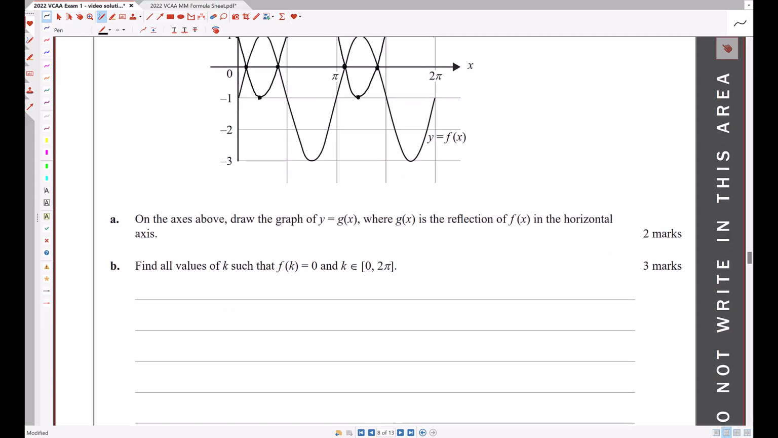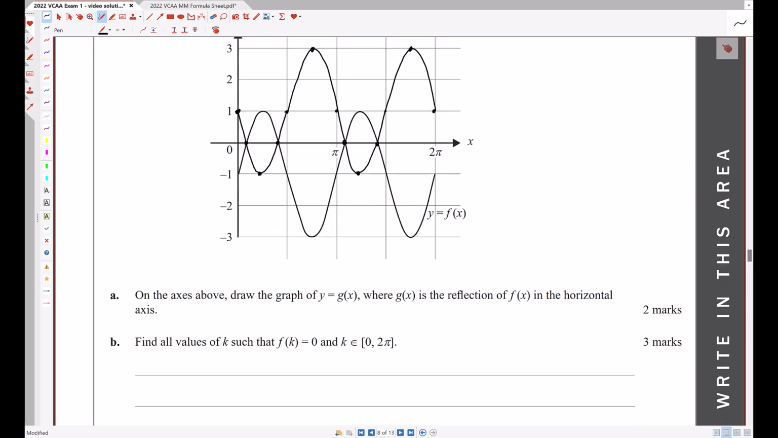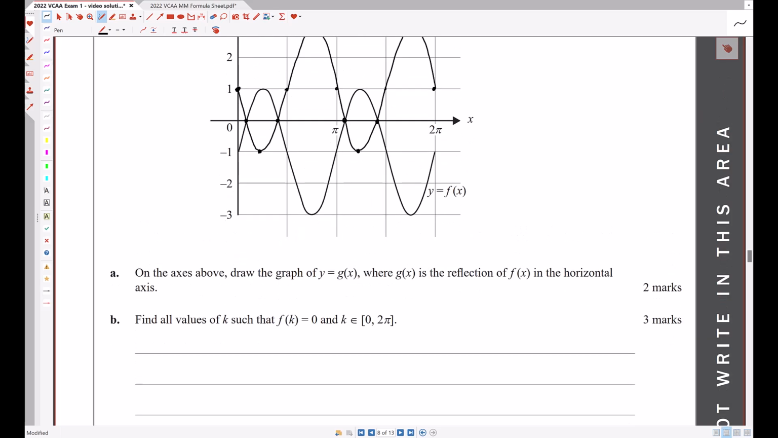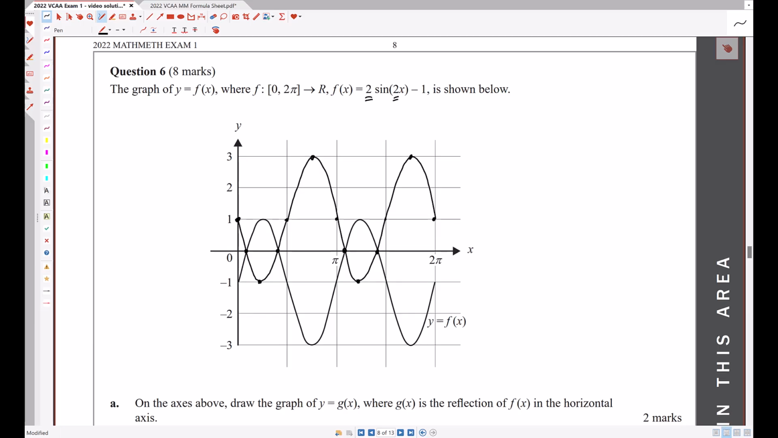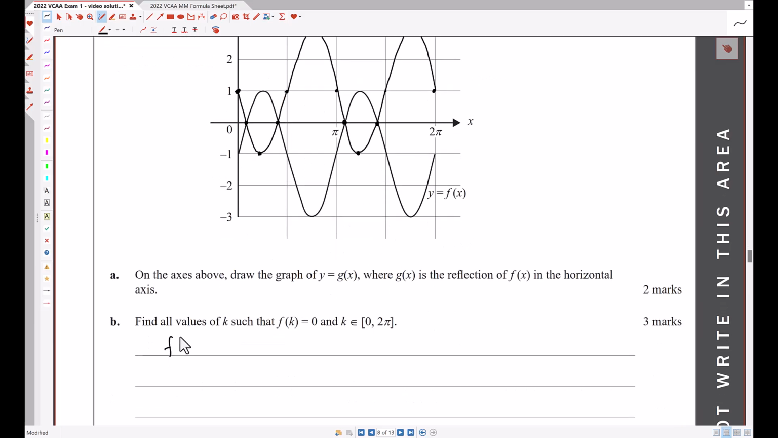Find all the values of k such that f of k equals 0 and k is between 0 and 2 pi. Okay, so we're really just finding the x-intercepts of those graphs. So f of k, you are solving for k though. I know it would be the same to solve f of x equals 0, but the question asks for all values of k, so make sure your answer is k equals. Okay, so f of k is 2 times sine of 2k take away 1. We need that to equal 0.